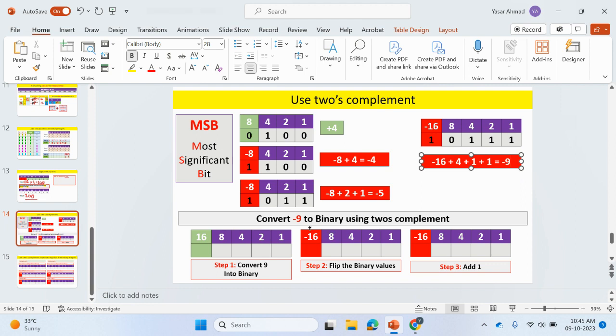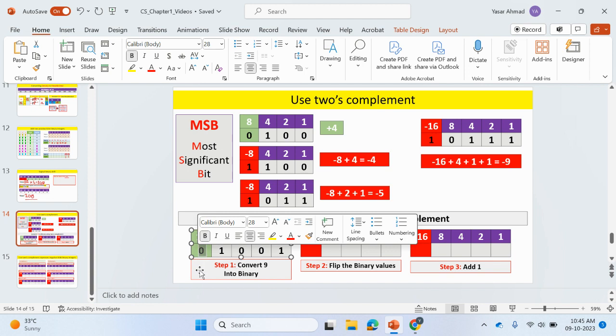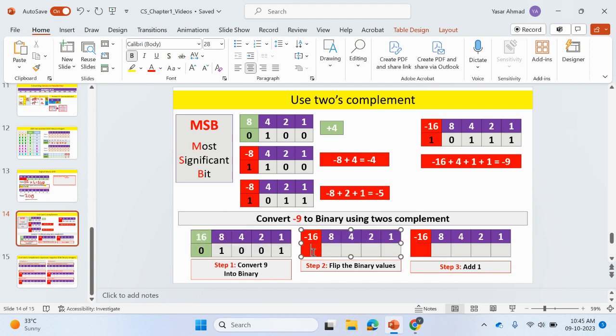So what if we had to convert minus 9 to binary using two's complement? These are the 3 steps that we need to follow. So we basically want this over here. What we're going to do first is convert 9 into a positive binary value. So it's going to be 0 here, 8 plus 1 is 9, and then we have 0 for the 4s and 2s. The second step is we need to flip these values in here. So if it's 0 here, then we need to flip that to 1.